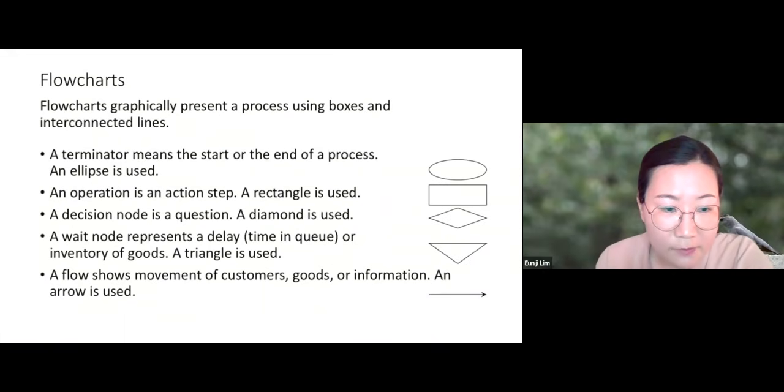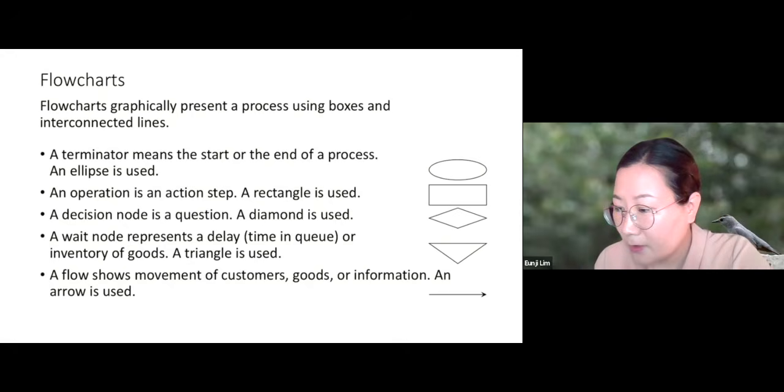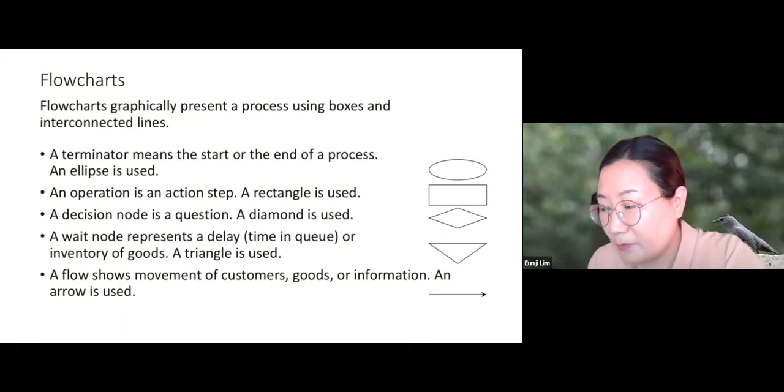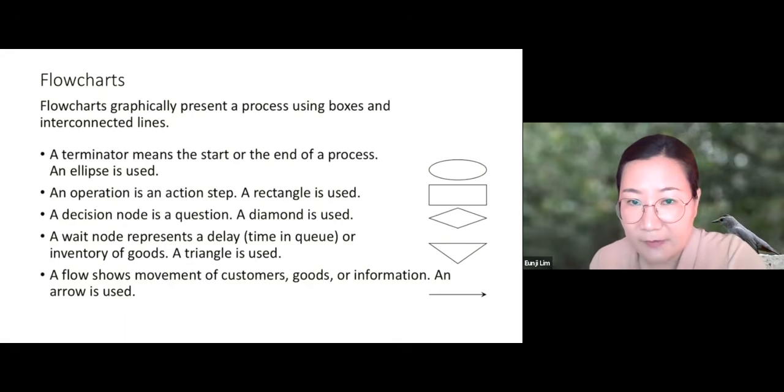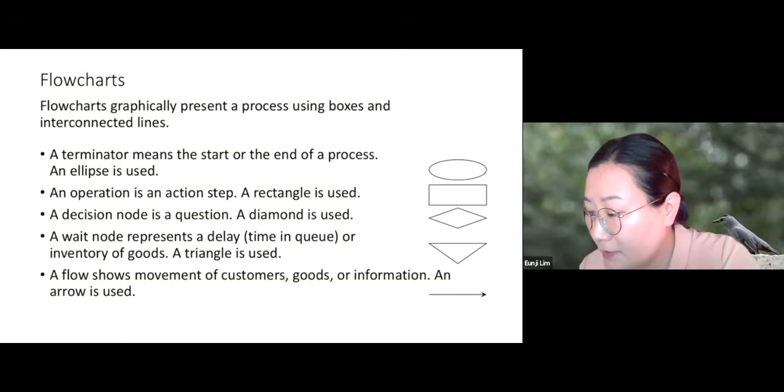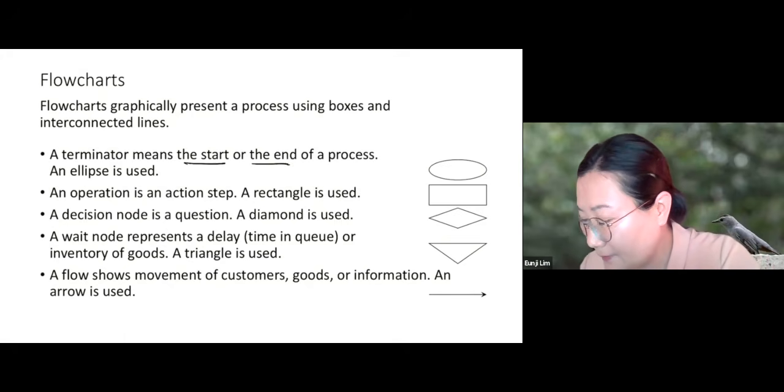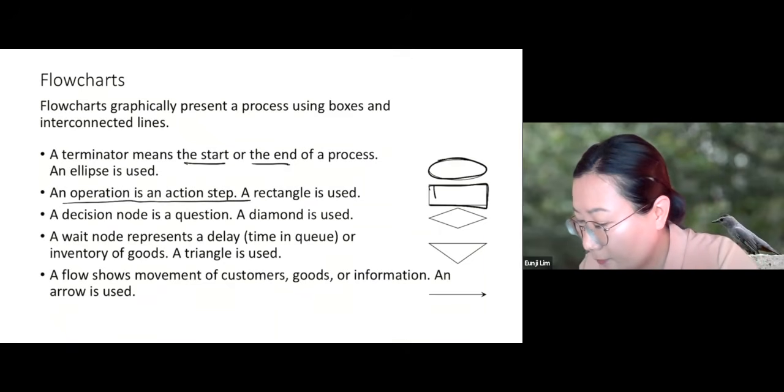Now the last one is the flow chart. Flow charts graphically represent a process using boxes and interconnected lines. So let's see what kinds of shapes we can use. A terminator means the start or the end of the process. An ellipse is used. An operation is an action plan. A rectangle is used. A decision node is a question. We're going to use a diamond.